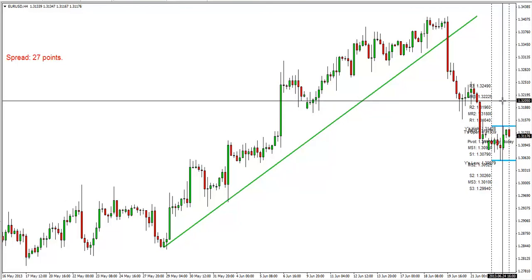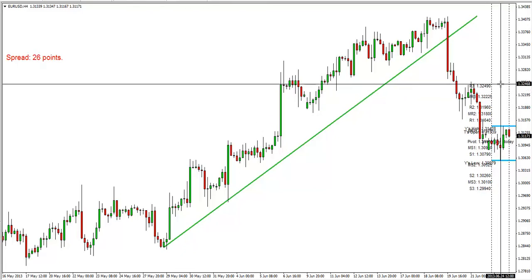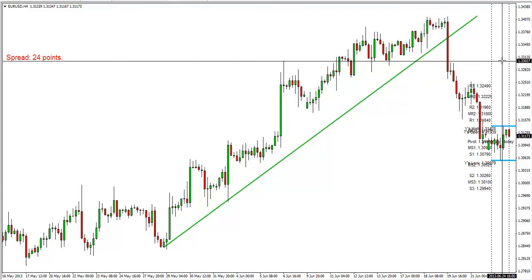The first area is psychological, 1.3200. Then we will be looking at the top of this resistance right here at 1.3250, and this would be our target too. And then we will look at 1.3000 at this area right here.